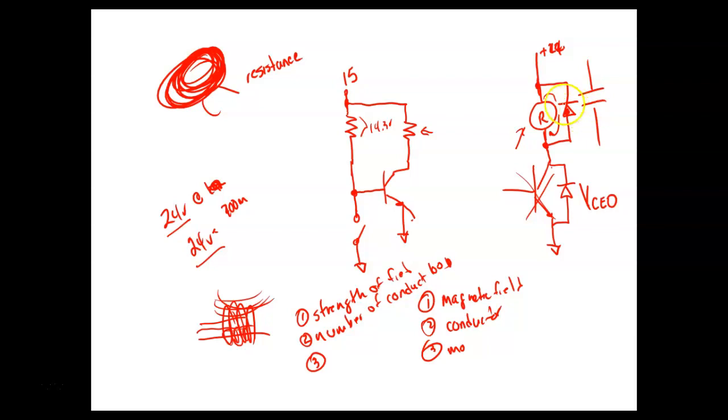So notice I have the negative pointing toward the plus 24 volts. During normal operation, the actual current flow is up through the relay. When I turn my transistor off, the counter EMF will be dissipated through the diode. And it's not going to hurt the diode, guys, because, like I said, the resistor has a lot of R in it, so it's going to limit the current.